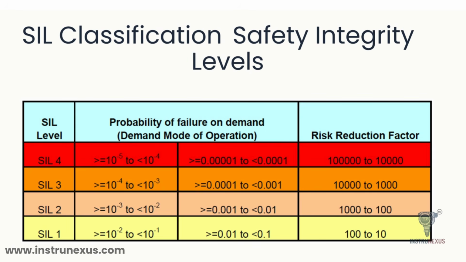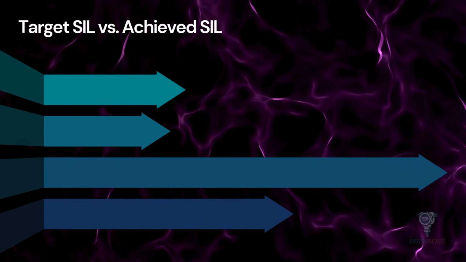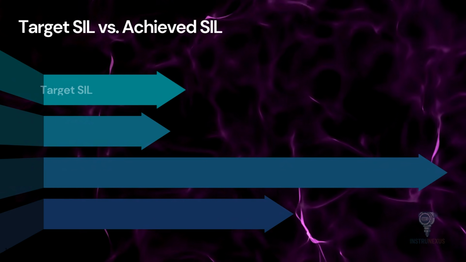SIL 2 increases that reliability, offering a risk reduction factor of 100 to 1000. SIL 3 is for high-risk applications, requiring a system that fails extremely rarely, less than once in 1,000 demands. SIL 4 is the highest level, usually reserved for nuclear or catastrophic applications, offering a risk reduction factor of up to 100,000. It is important to note that as you go up in SIL, the cost and complexity of the system increase exponentially. In a SIL assessment, we are constantly comparing 2 numbers, the target SIL and the achieved SIL. The target SIL is determined by the risk analysis.